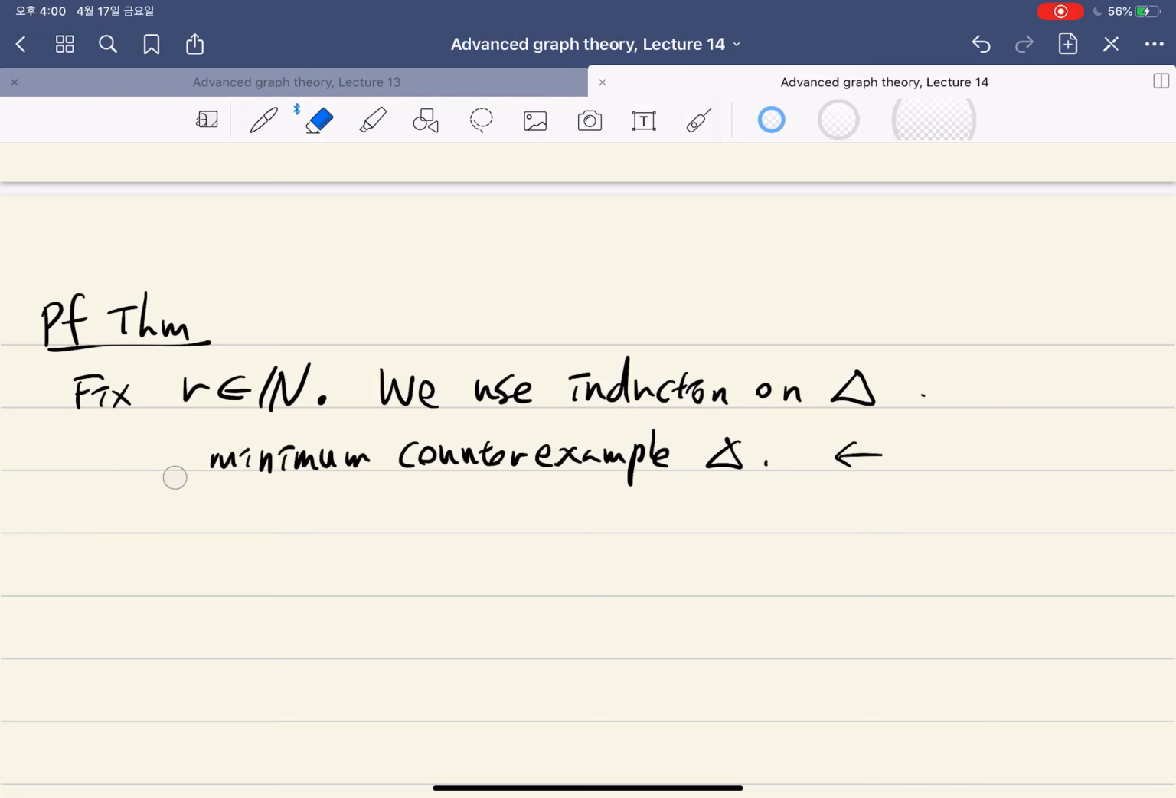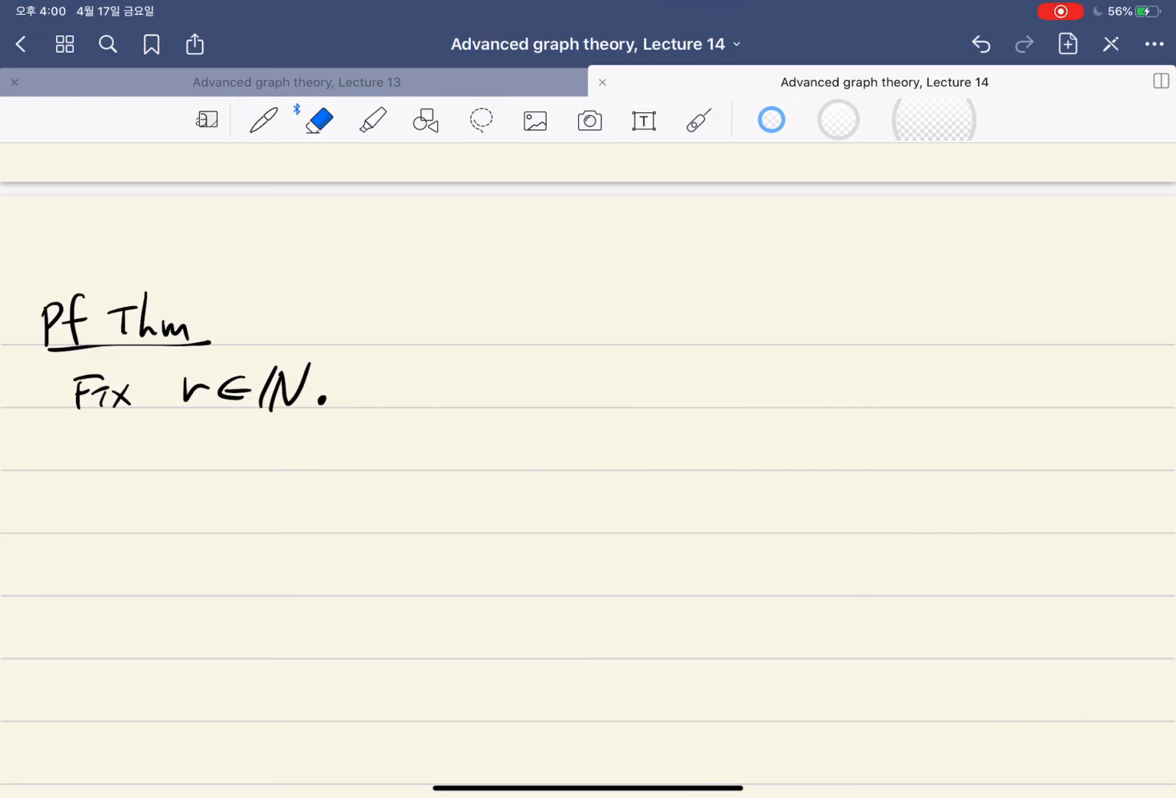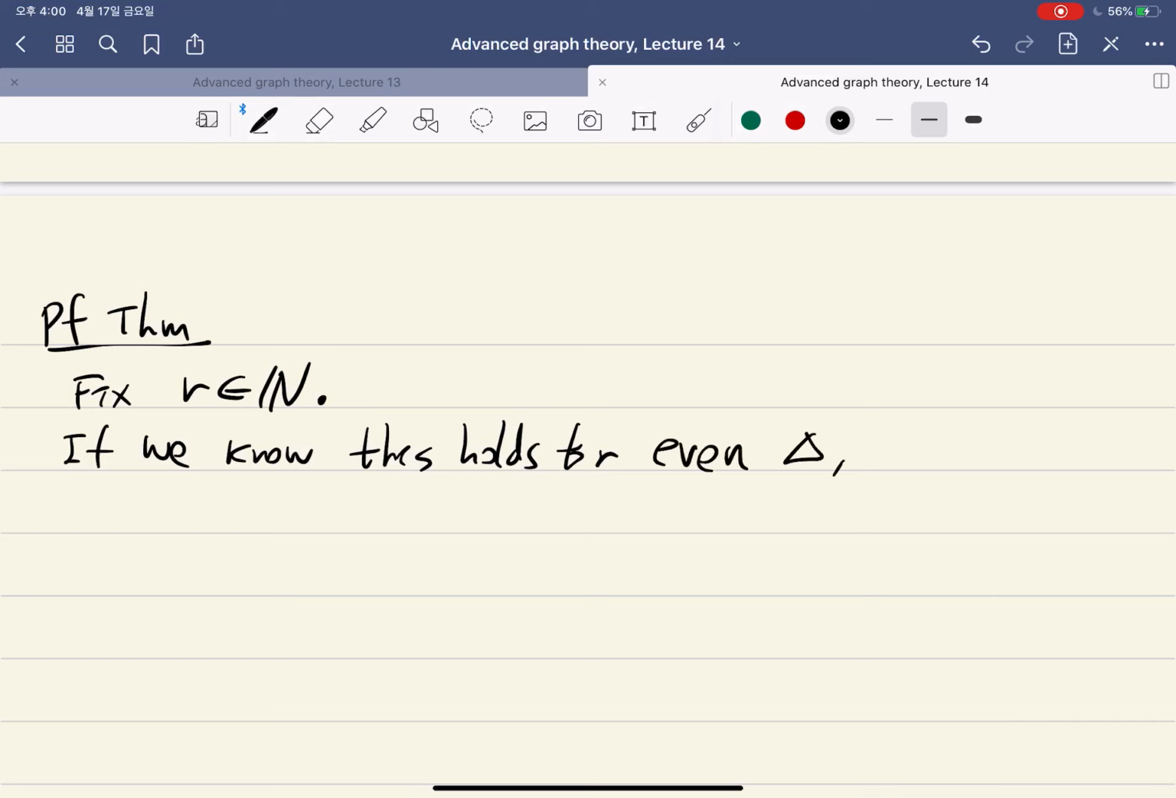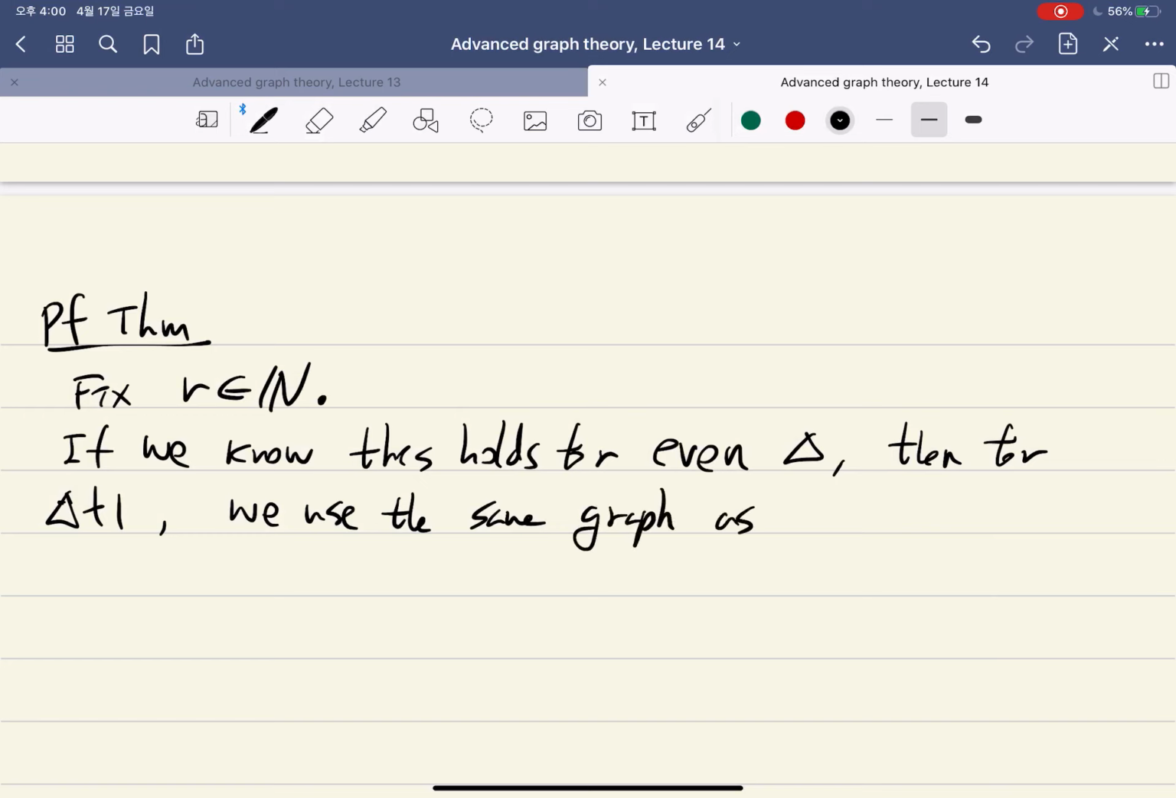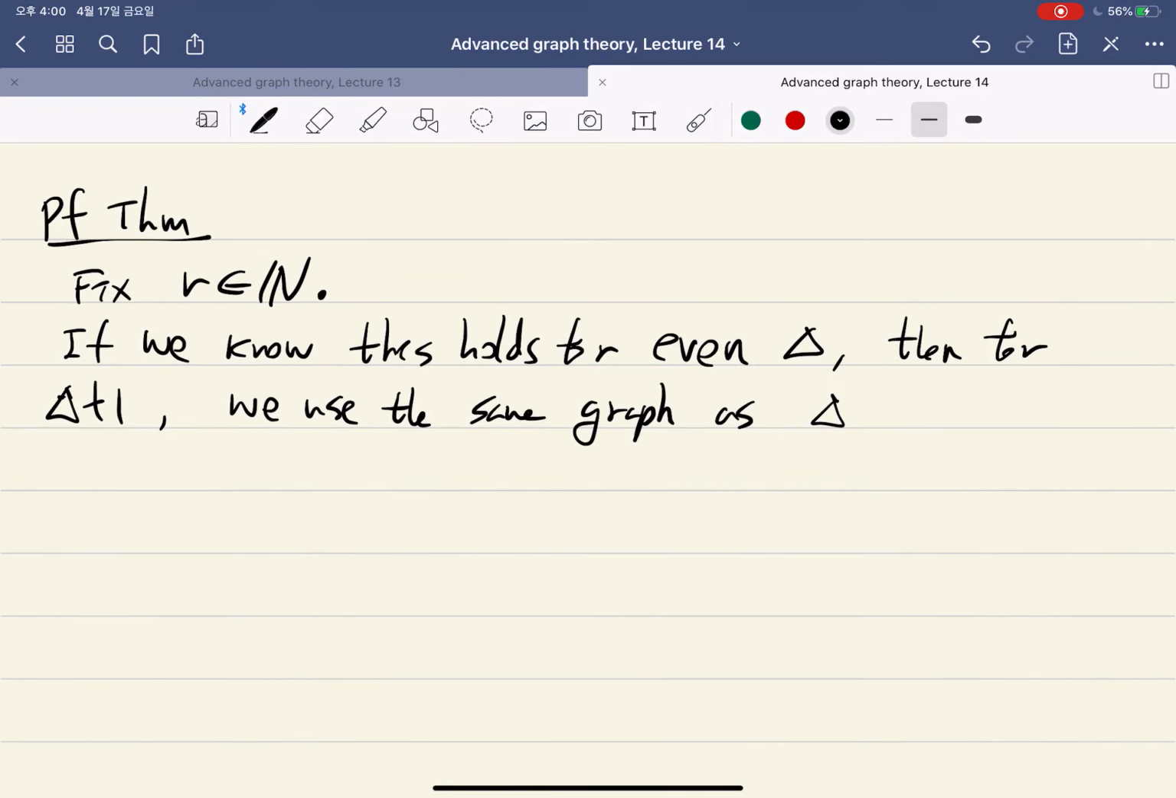No, let's not use induction. Okay, I will rewrite this part in the lecture note. So if we know this holds for even delta, then for delta plus 1, we use the same graph as delta. Then that graph G has maximum degree at most delta, so at most delta plus 1, so it's okay.